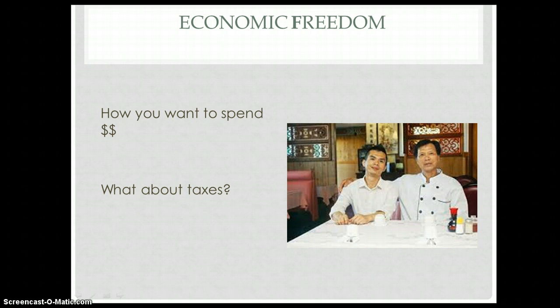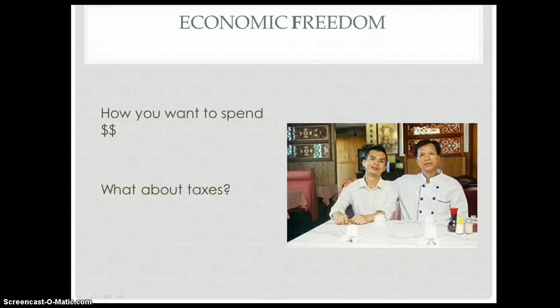It gives consumers the freedoms to buy what they want, to change jobs if they want, to join unions, to go on strikes. It also gives freedom to establish new businesses, to decide what you're going to produce, and how you want to produce it.